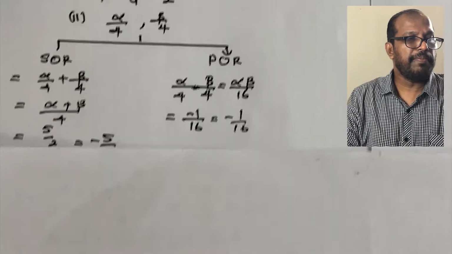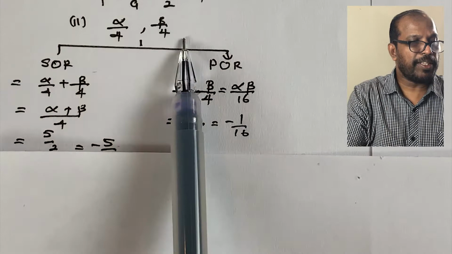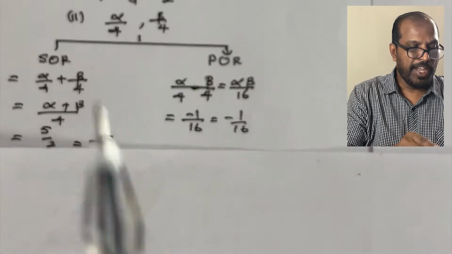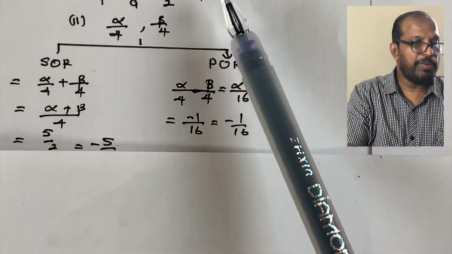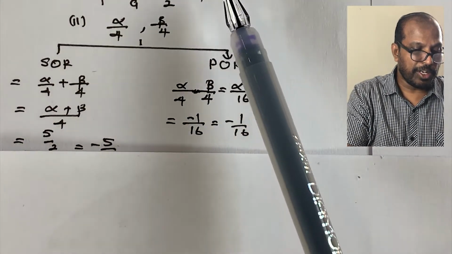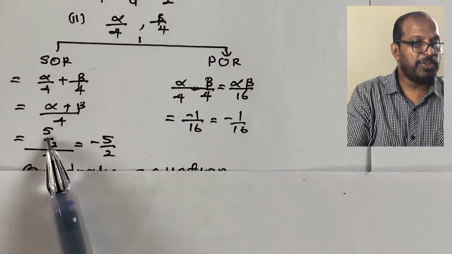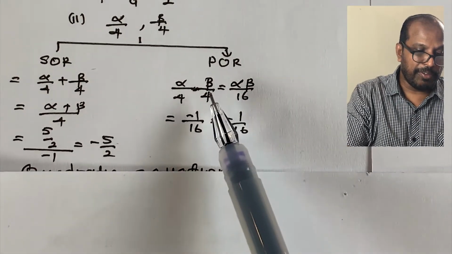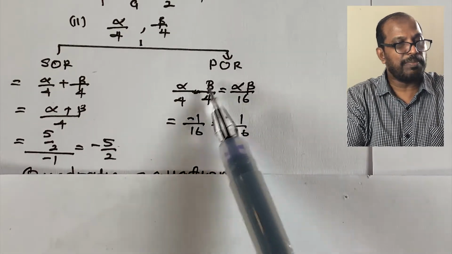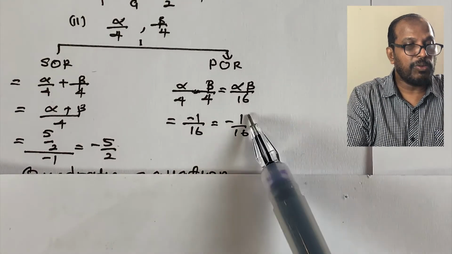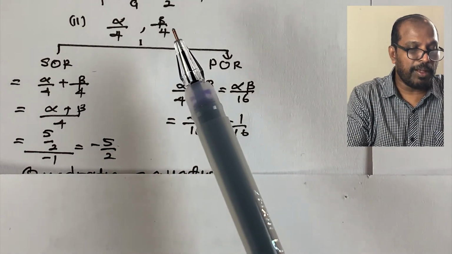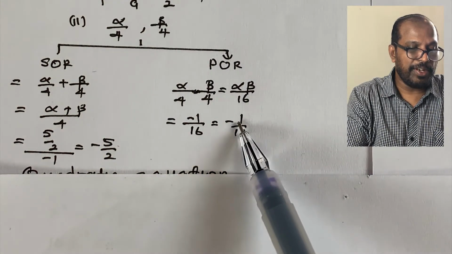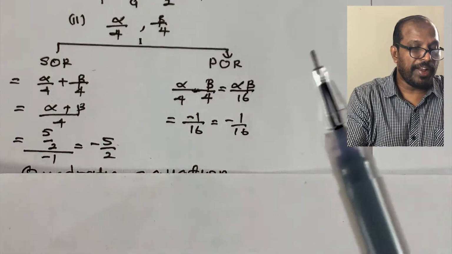You can see clearly here. For alpha over 4 and beta over 4, the sum of the roots, you add both of them, you get (alpha plus beta) over 4, and alpha plus beta from just now gives you 5 over 2. So 5 over 2 divided by 4 gives 5 over 8. That's the sum of the roots. And the product of the roots is alpha over 4 times beta over 4, which gives alpha beta over 16. Alpha beta, the product of the roots just now, is negative 1, so you get negative 1 over 16. Now we need to find the quadratic equation.